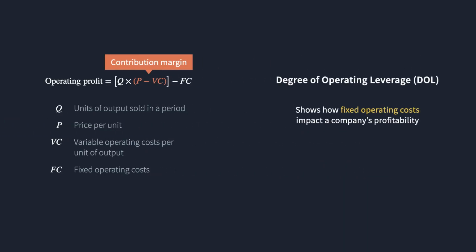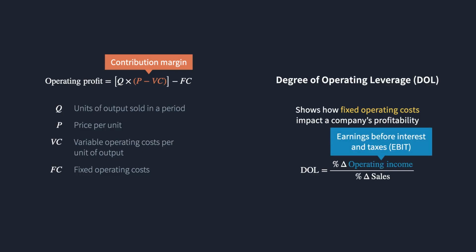The degree of operating leverage measure, or DOL, shows how fixed operating costs impact a company's profitability. It's calculated as the percentage change in operating profit divided by the percentage change in sales, with operating profit being defined as a company's earnings before interest and taxes, or EBIT.